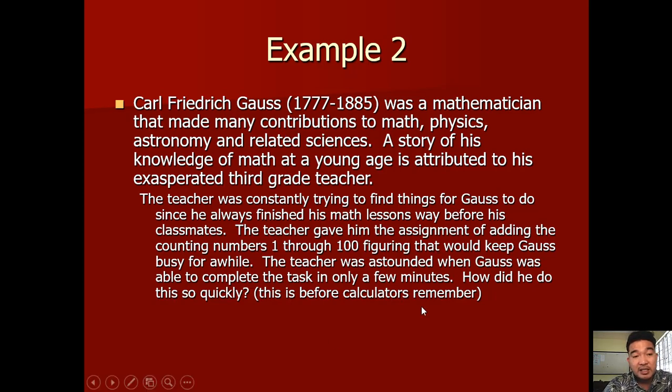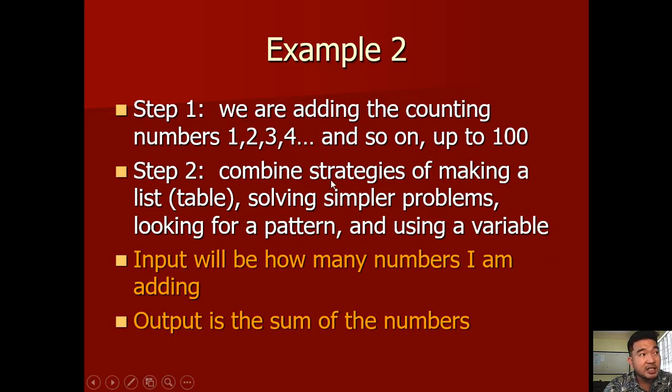Paano ginawa ni Carl doon na sobrang dali niyang na-add yung numbers from 1 to 100? Step 1. We are adding the counting numbers 1, 2, 3, 4, and so on up to 100. That's the problem. Step 2. Combine strategies of making a list or pwede rin namang table, solving simpler problems, looking for a pattern, and using a variable. Take note that input will be how many numbers I am adding. Output is the sum of the numbers.